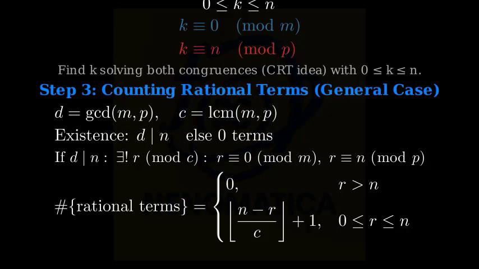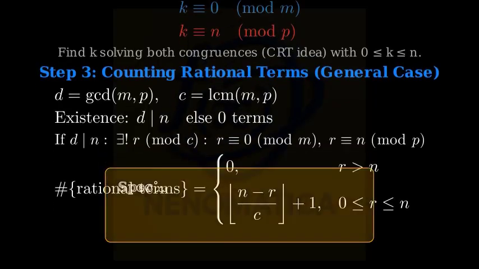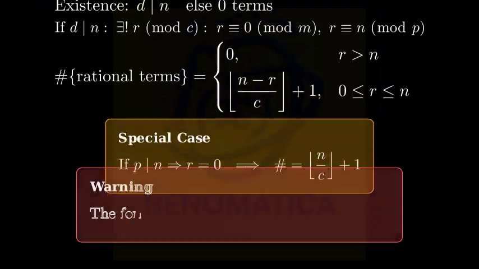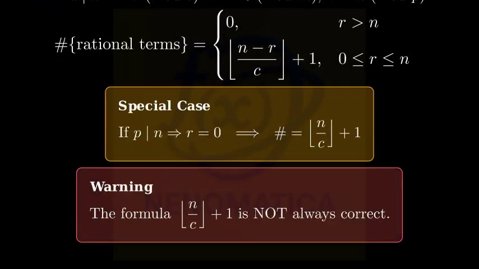All solutions are k equals r plus t times c, for integers t, with k within 0 to n. So the number of rational terms equals floor of (n minus r) over c, plus 1, provided r is at most n. A common shortcut appears in a special case. If p divides n, then the residue r equals 0, and the count simplifies to floor of n over c plus 1. Be careful, that shortcut is not valid in every situation. It only works when r equals 0.